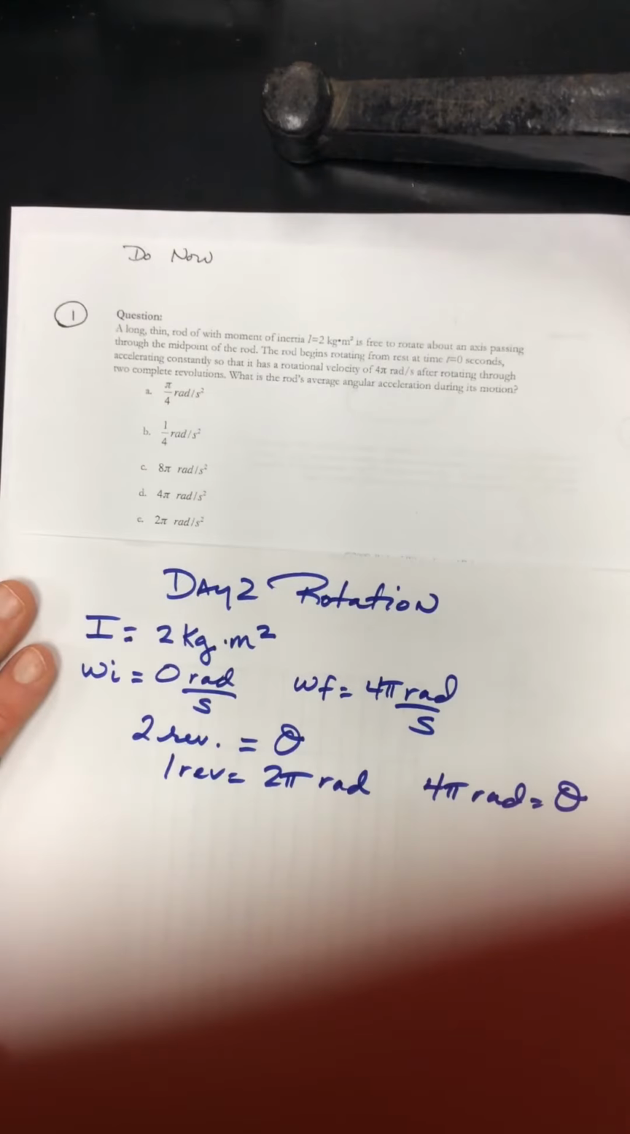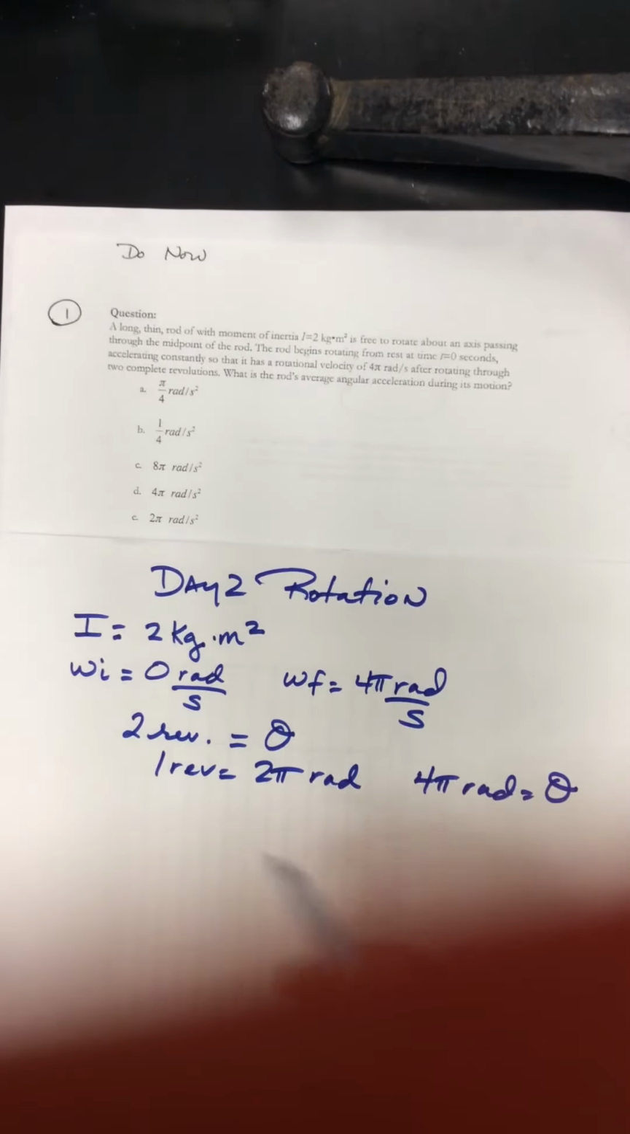Okay, so we're trying to find average angular acceleration. If I think back to kinematics, the main thing I do not know here is my time. I know how far it goes, 4 pi radians. I know the initial velocity, I know the final velocity. That inertia, you don't need it yet. It's kind of a distractor.